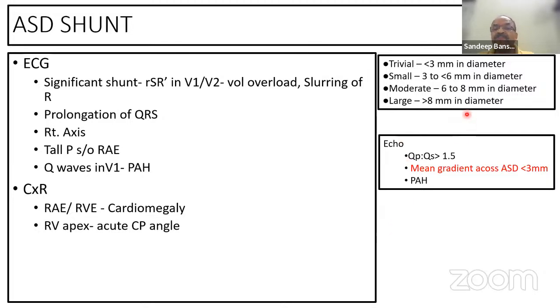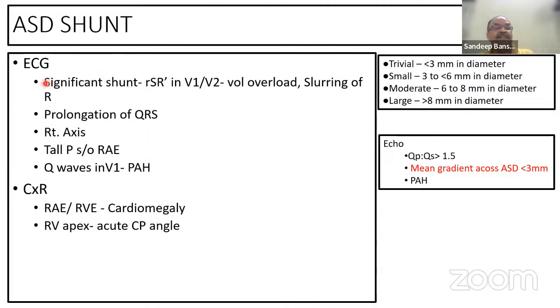So as far as the ASD sizing is concerned, and this is again taken from uptodate.com, the shunts are described in terms of size. However, we need to understand that these are for an average built adult, and in a child or in a person with a lesser body surface area, these may be different. But this is grossly the figure which is available.